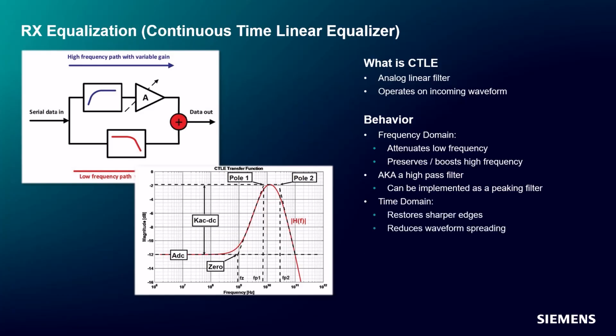However, there is an important trade-off. Because the CTLE boosts high-frequency content, it can also amplify high-frequency noise and crosstalk. So while it improves ISI, it can increase noise sensitivity.